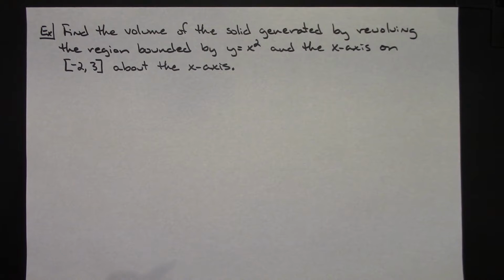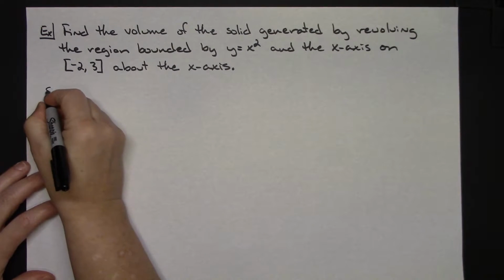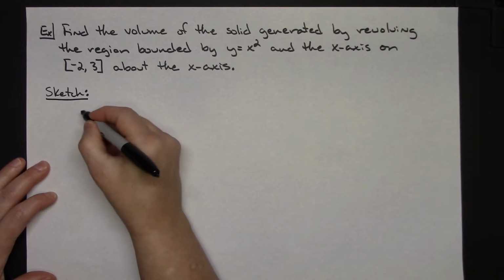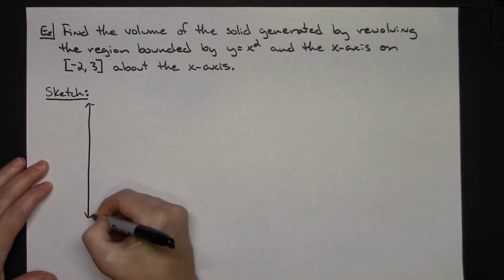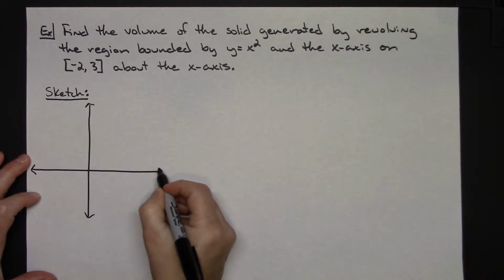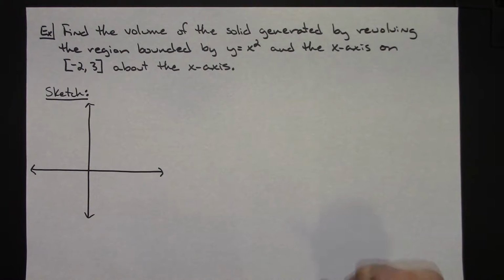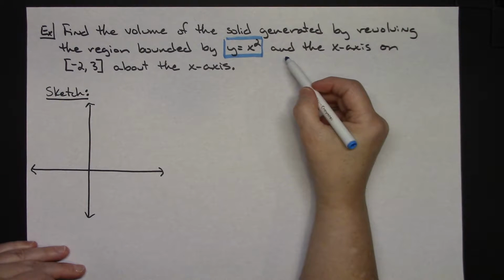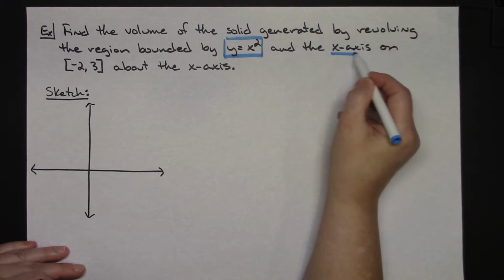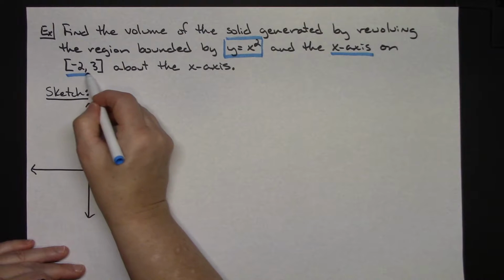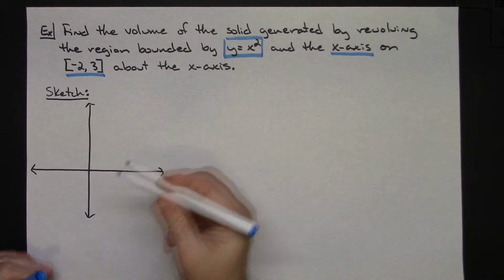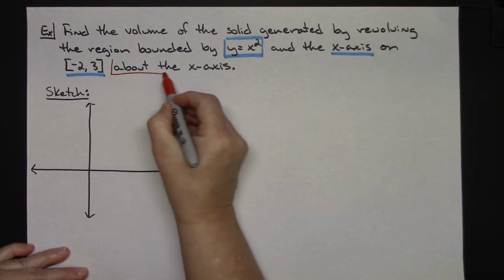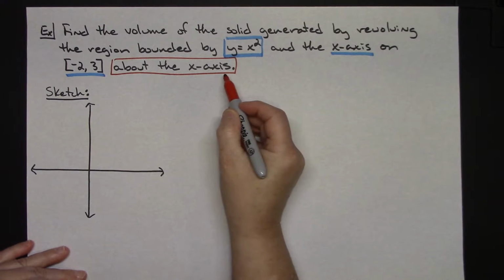I would highly recommend sketching this out so that you know what you are looking at here. So that's what I'm going to do first. Important parts in this: they gave me the curve, y equals x squared. It's bounded by that curve, by the x-axis, and on that interval from -2 to 3. The other important part is you've got to know which axis you're going around. So we're going about the x-axis.